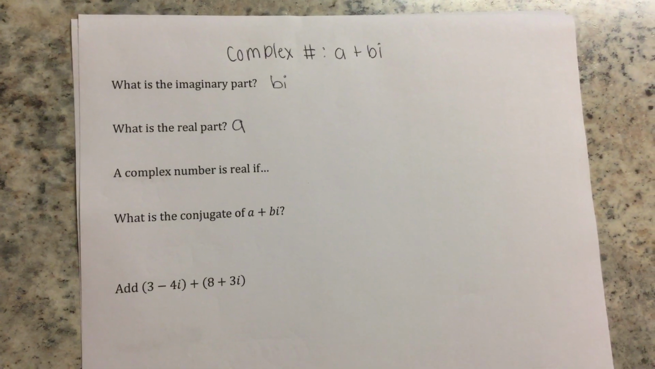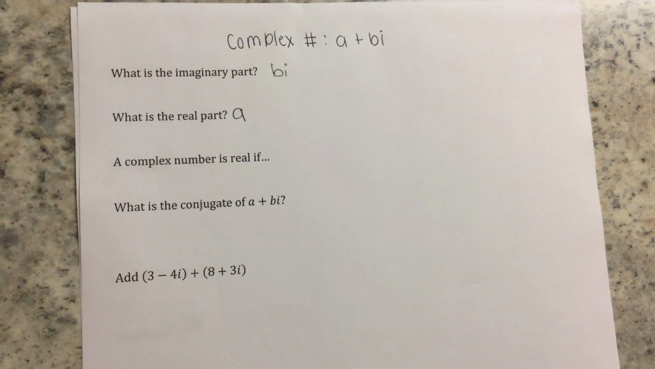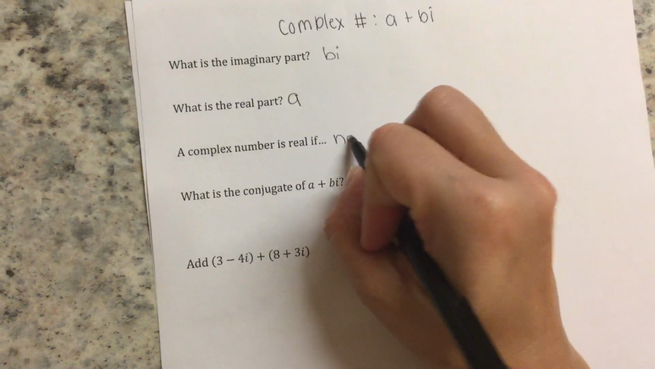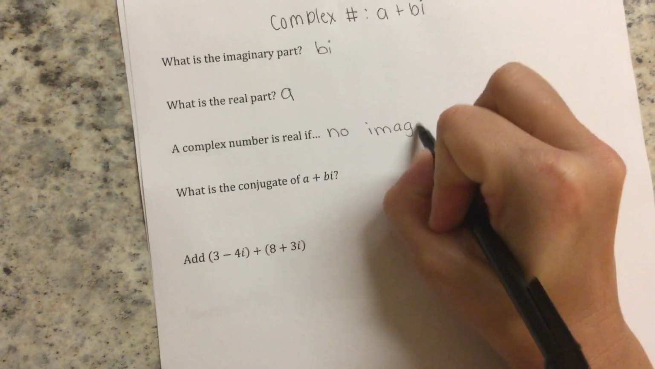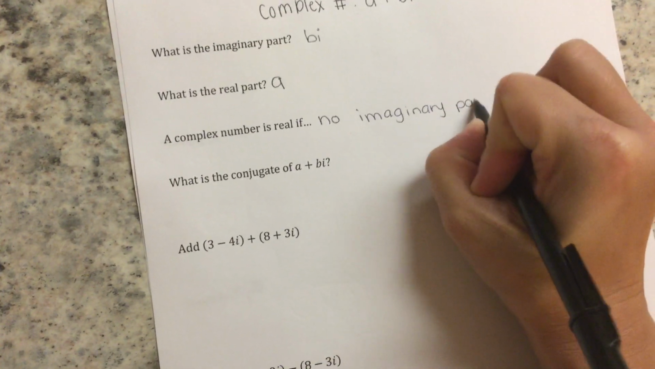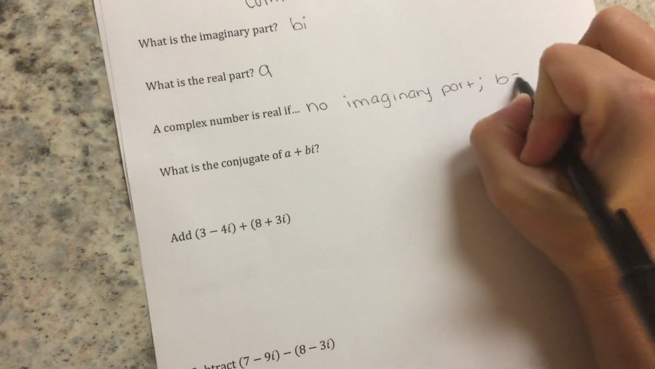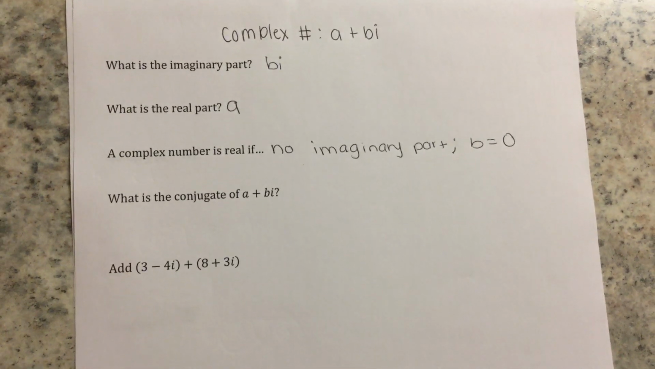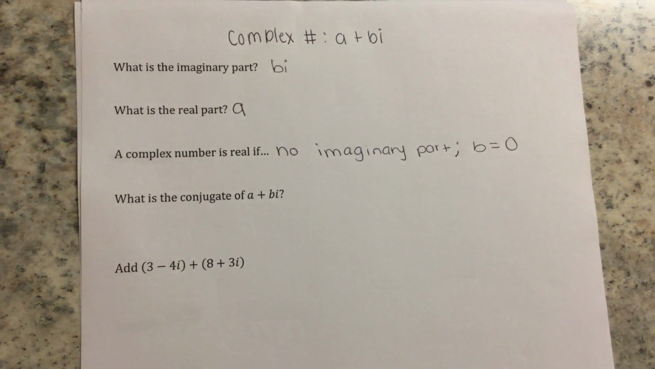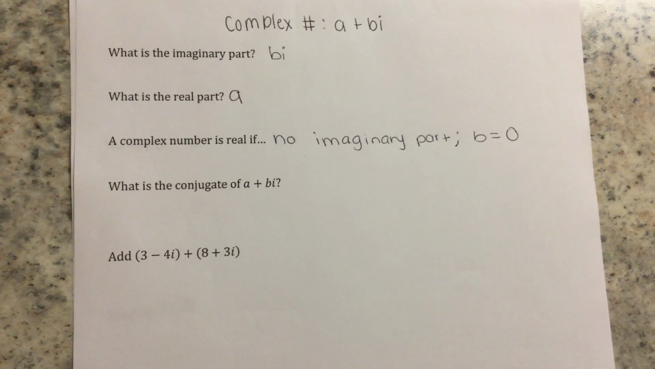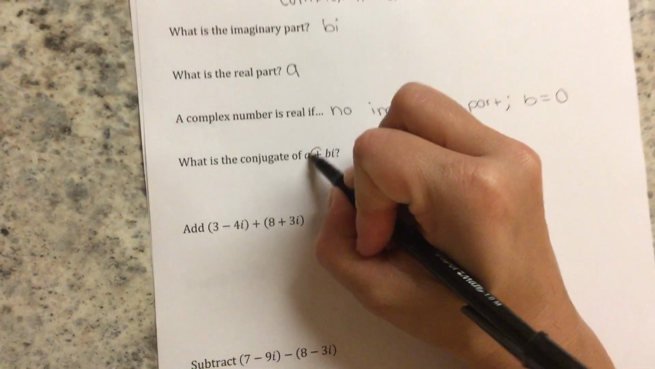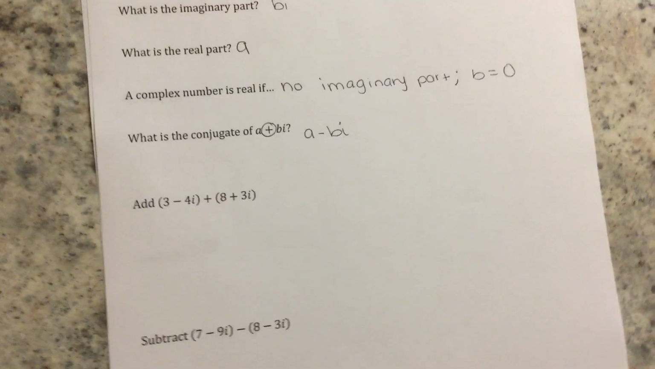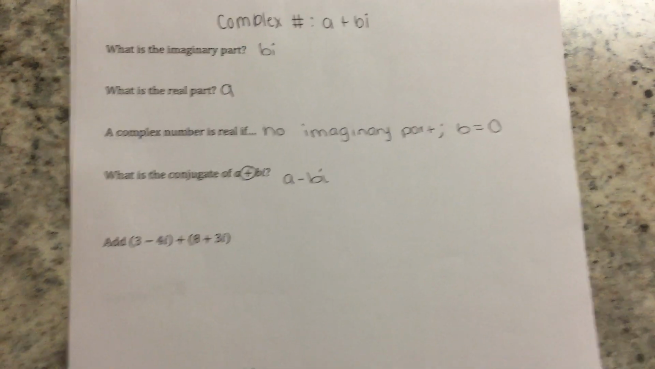So a complex number is real if there's no imaginary part. If there's no imaginary part, b must be 0. There's no b term. And then it asks us, what is the conjugate of a plus bi? Remember, the conjugate is just changing this middle sign. So instead of a plus bi, we're going to have a minus bi. And we can use that for rationalizing denominators a little bit later.